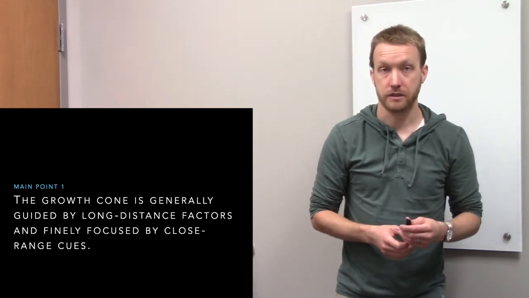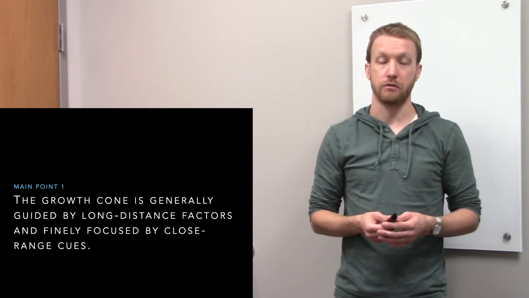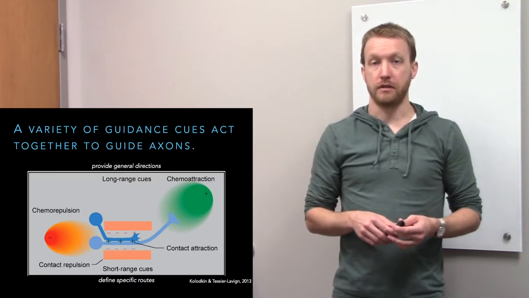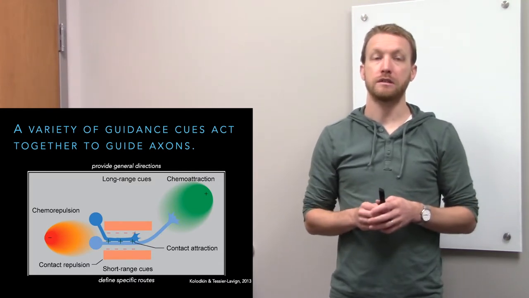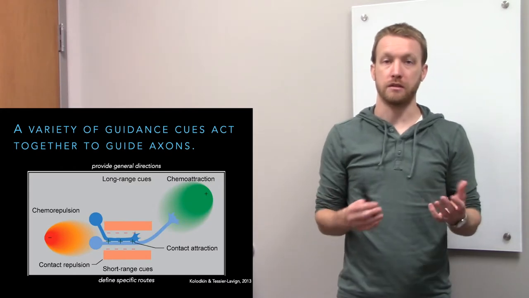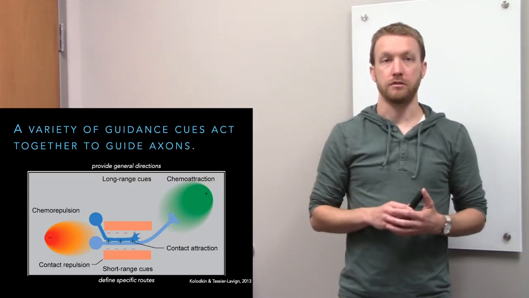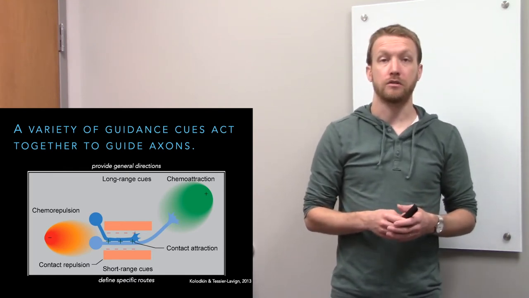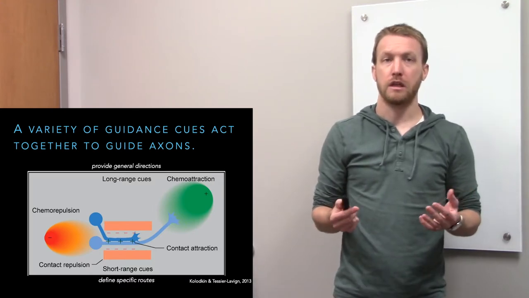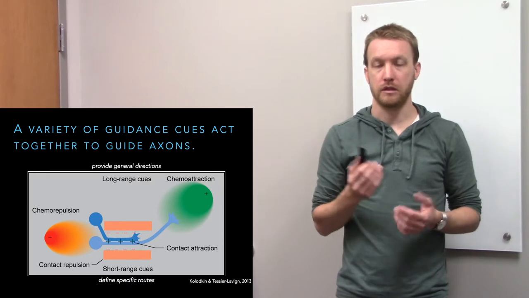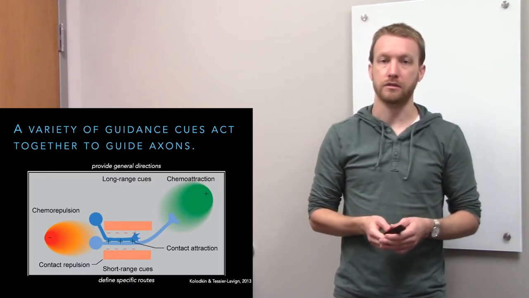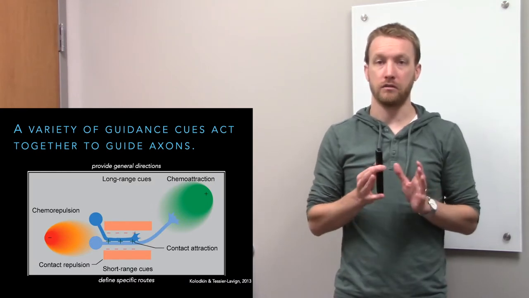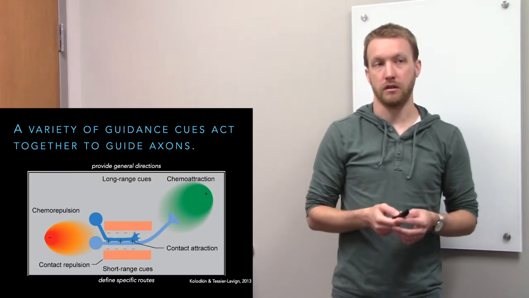So we can have long distance or we can have more close range cues that require direct interaction with surface proteins. So there are guidepost cells that spit out diffusible proteins that are going to act as either attractants or repellents for axons. So in this little cartoon here, you can see the red repulsive cue and the green attractive cue. Those are going to provide kind of general instructions. And then there are short range cues that aren't diffusible. Instead, these are going to be surface proteins that axons can either stick to or not. And that'll have kind of the final say in specifically where the axon goes.